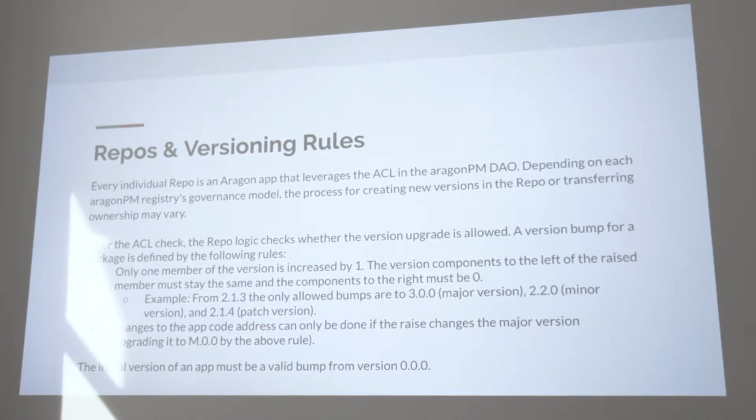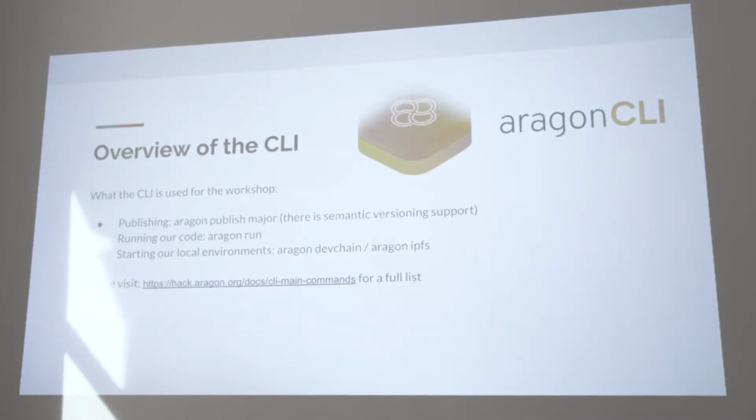So obviously, if you do major, the first one gets bumped. If you do minor, the second one gets bumped. If you do patch, the last number gets bumped. And so the initial, we start at 0.0, right? Cool.